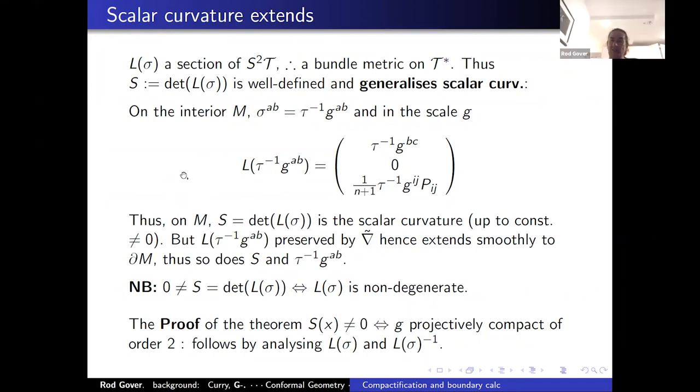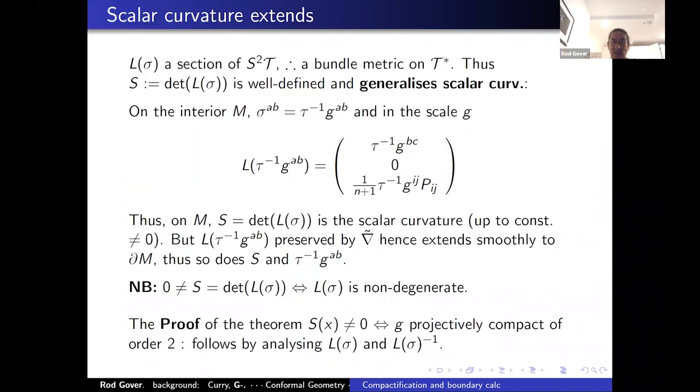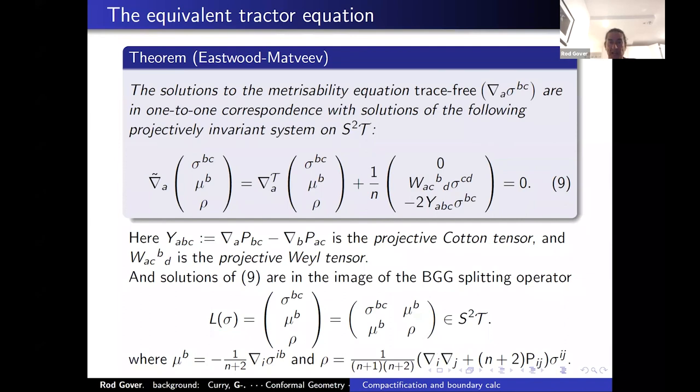Anyway, analyzing that object is what leads you to those results. So this L, let's write it down here. You take your solution of the metrizability equation, apply L, and you get a projective symmetric tractor. The determinant of this is the scalar curvature. And from that, it's easy to see that the scalar curvature extends to the boundary and so on. And then analyzing that thing and its inverse gets you this result on the order 2 compactification.